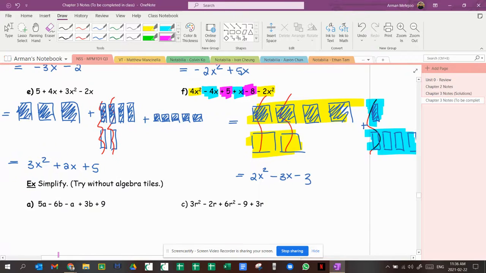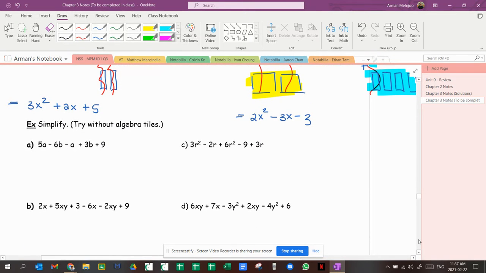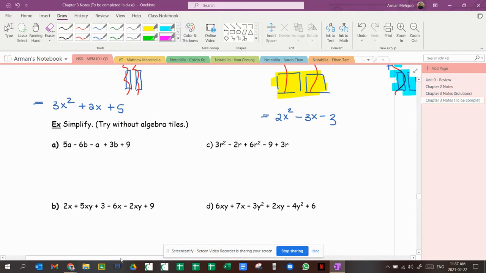Well, you can do the same thing without algebra tiles. So the whole goal is start with the algebra tiles if you need them, and then once you feel comfortable enough, go on to doing it without the algebra tiles. Let's see if we can try doing it without the algebra tiles. In my first step, I'm going to collect my like terms. So let me just go ahead and identify them. So I have 5a minus a minus 6b plus 3b plus 9. So I've kind of grouped them up based on like terms.